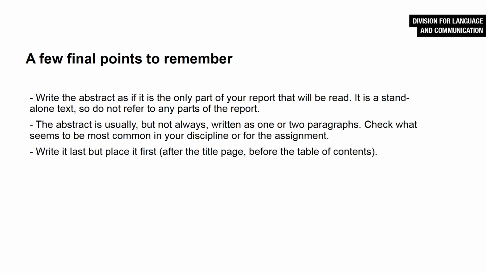The abstract is usually the very last piece that we write in the report. However, we place it first in the report, that is after the title page but before the table of contents. It's usually not a good idea to copy and paste whole chunks from various parts of the report and try to put that together as one abstract. The abstract usually needs more summarizing than what we do in the report.